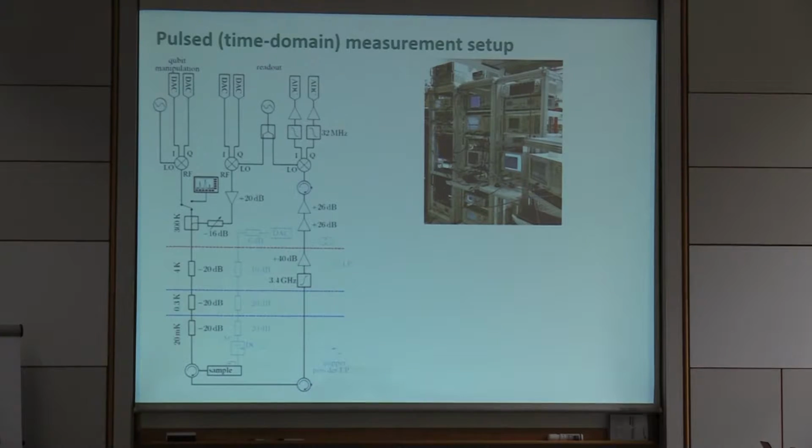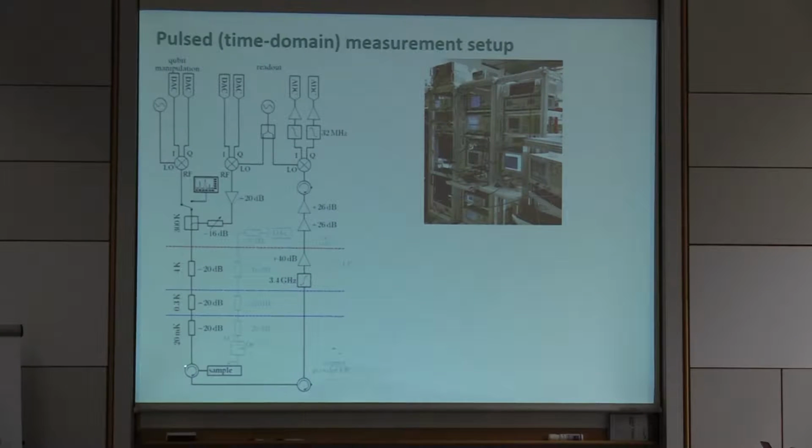Here's a sketch of the pulsed time domain measurements. It's a complicated setup, but I would like to explain it briefly. So we have two tones, one for the qubit and one for the readout resonator. Both are modulated in real and imaginary part or amplitude and phase. So we do pulse shaping on both signals, both tones. They are created here and here. They are amplified, actually attenuated a bit here again. They are combined, and then in a single coaxial line, we send these two tones down into the cryostat, where they are further attenuated and thermalized.